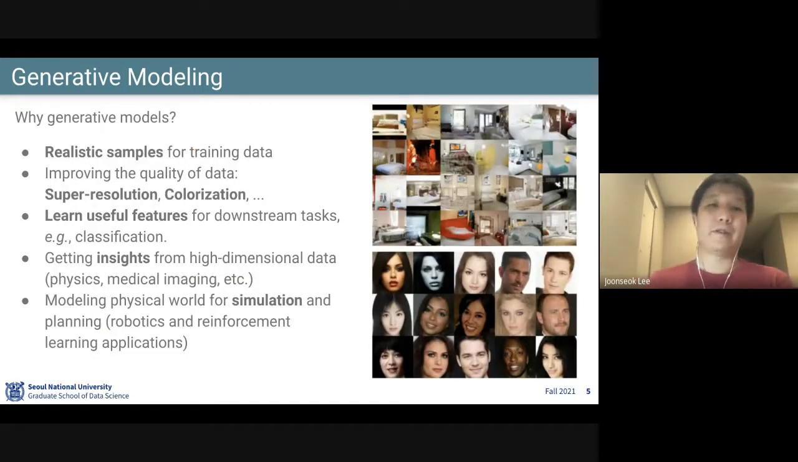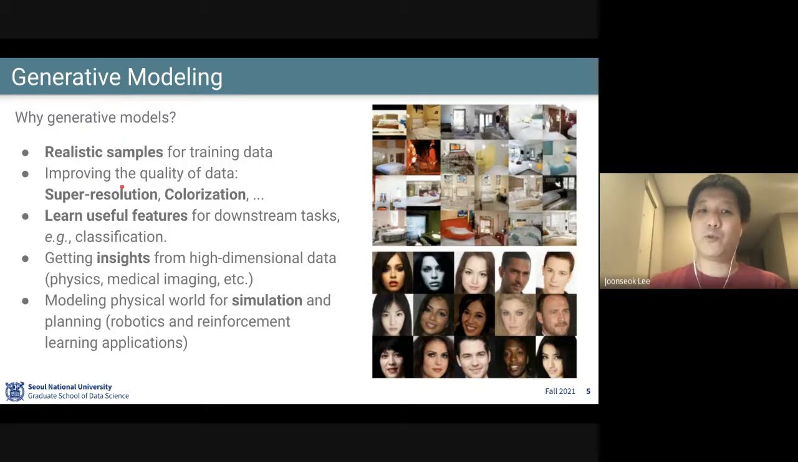And yeah, why do we do this? Well, there are a lot of different goals or motivations of doing this. One is realistic samples from training data. So we have some finite number of data points in hand usually. And if we are able to generate some plausible images, then they can be used in many ways, for other applications outside of machine learning, but also we can use those as training examples. There are a lot of possibilities that we can take advantage of those fake samples.